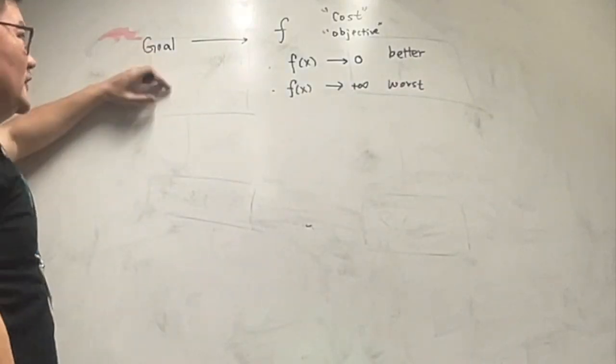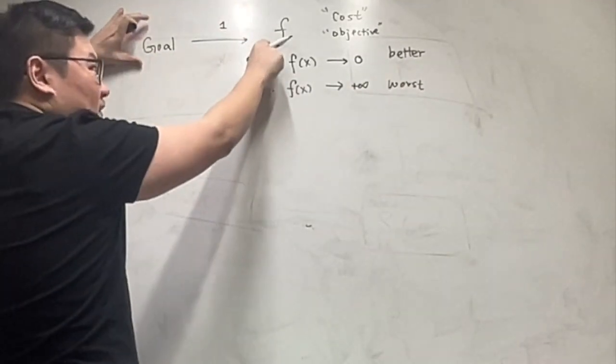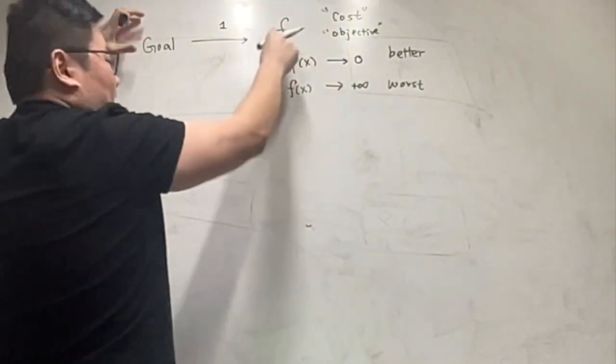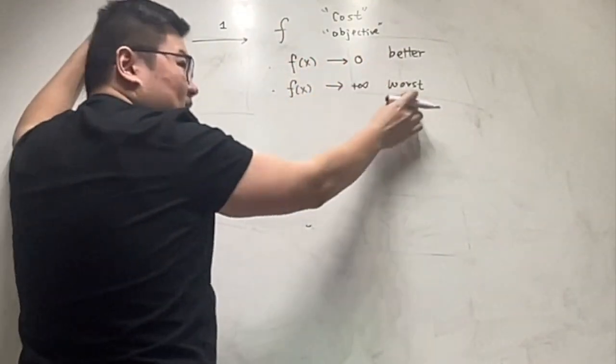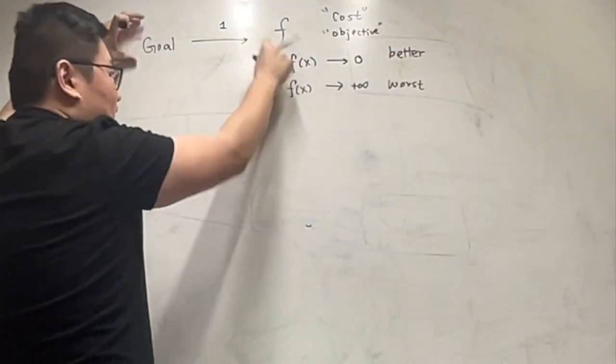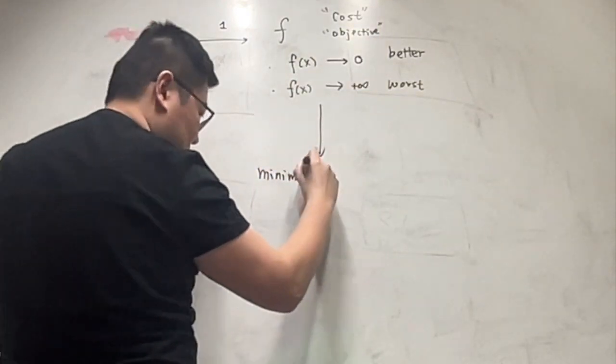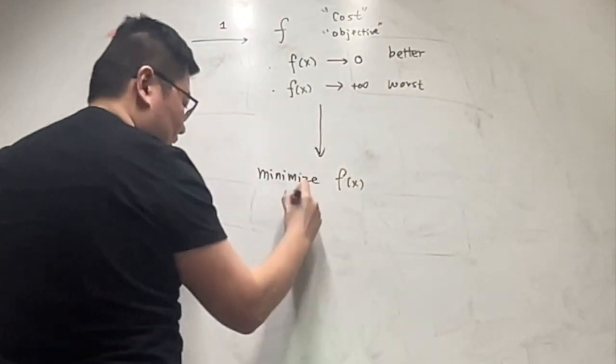So what is the goal? You have some machine learning goal, you write it down. This is step 1, modeling, as a function f. The bigger this f is, the worse it is. The smaller this f is, the better. So your goal is now converted to a function f. And what's your job here? The job here is to minimize f(x).